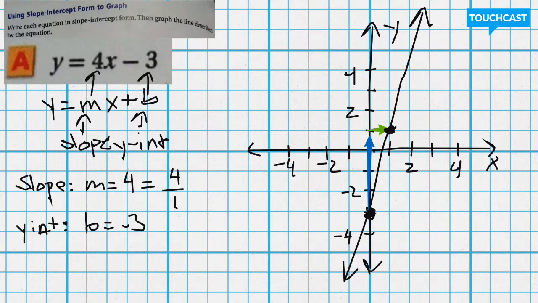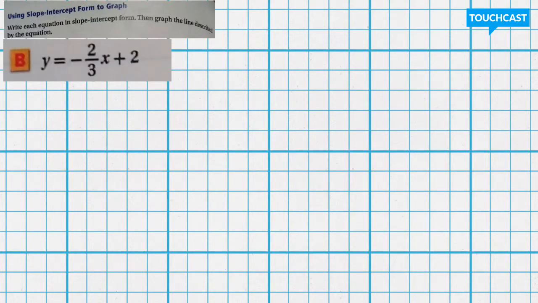Let's check out another example, 3b. So we're given the equation y equals negative 2/3 x plus 2. M, this time, our slope, is negative 2 over 3. And our y-intercept is going to be 2.